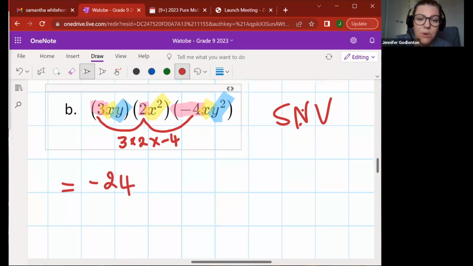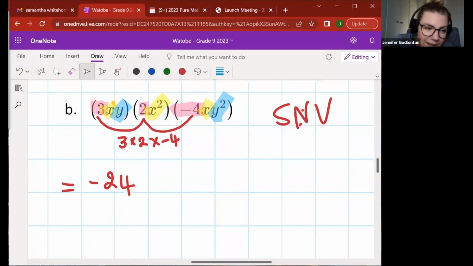Okay, then we're going to look at our variables. So we've got x, x squared, and x. There would be a 1 there if there was a number, and there would be a 1 there. So we're going to have x to the power of 4. And then we're going to look at our y's, and I've got 1 y there and 2 y's there. So I'm going to land up with y to the power of 3.